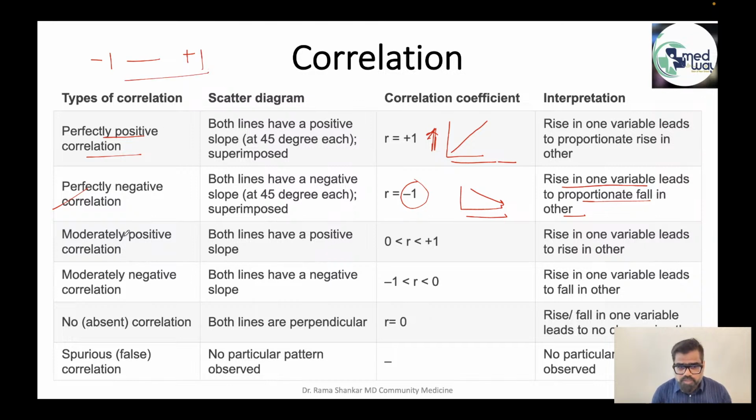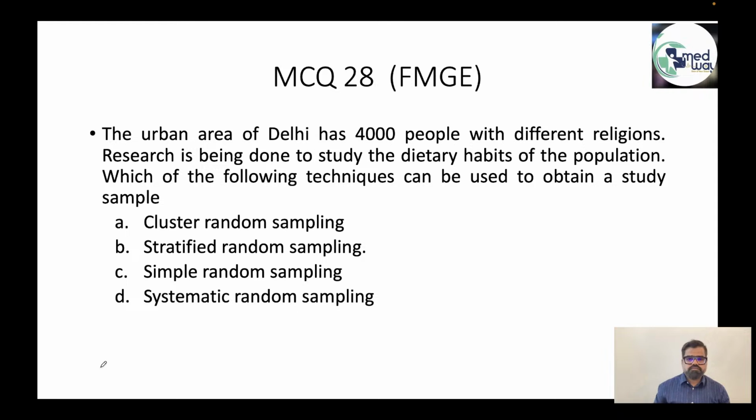There can be moderate positive correlation. It cannot be proportionate, but it is moving towards positive. It can be moderate negative also. It is not proportionately negative, but negative. There can be no correlation also. And there can be false correlation also, spurious correlation. Okay.